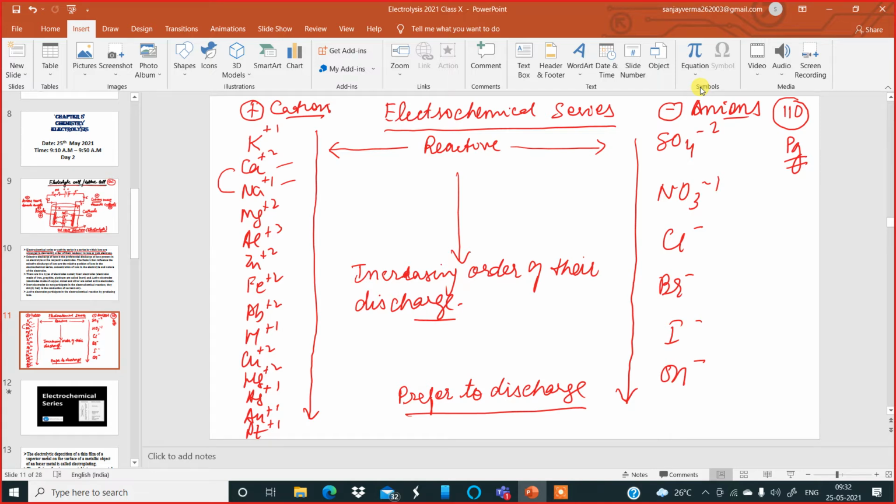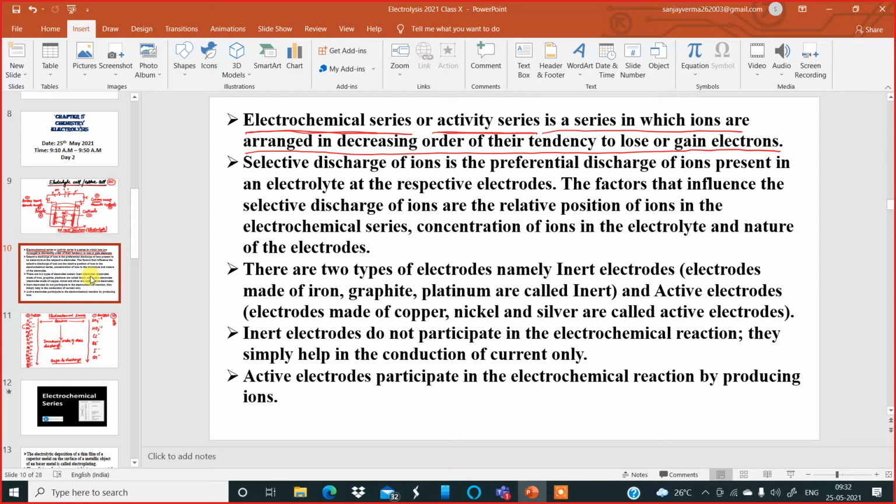Are you getting it? But the ions at the top, they don't want to discharge. They don't want to lose the charge. That is the concept to be understood over here, because this concept is so important that without it you cannot proceed further in the chapter. Now let me go back to the previous slide. So that is the electrochemical series.